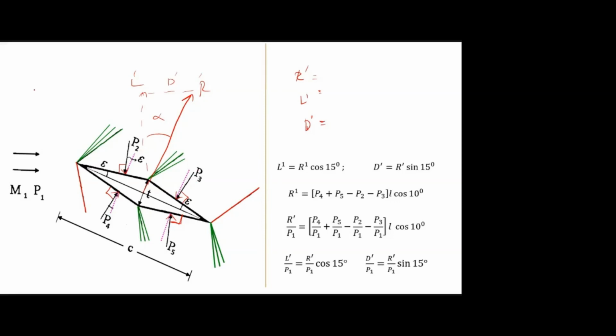Last time we took the diamond shape aerofoil at 0 degree angle of attack, so we resolved all the pressure components in the drag direction because lift is 0. But this is at an angle of attack. So you have to resolve all the pressure components in the R direction. Once you know R, then lift and drag you can easily write: R dash cos alpha, R dash sin alpha.